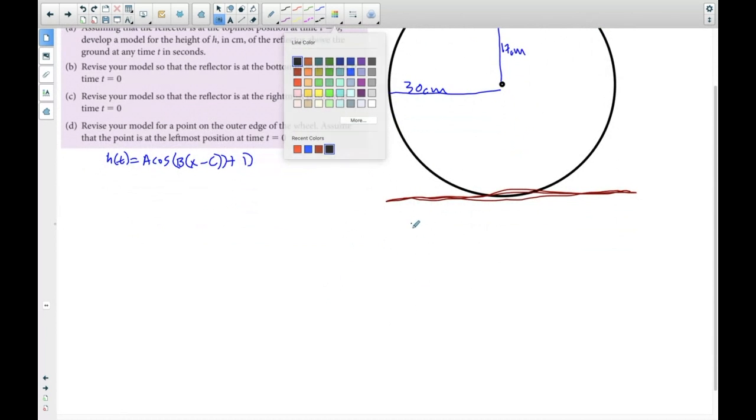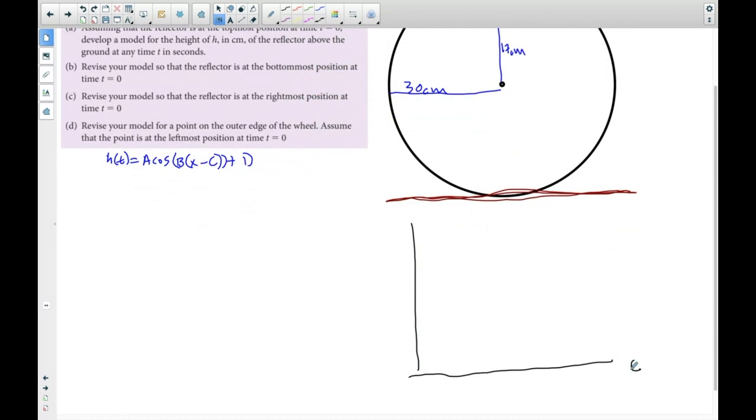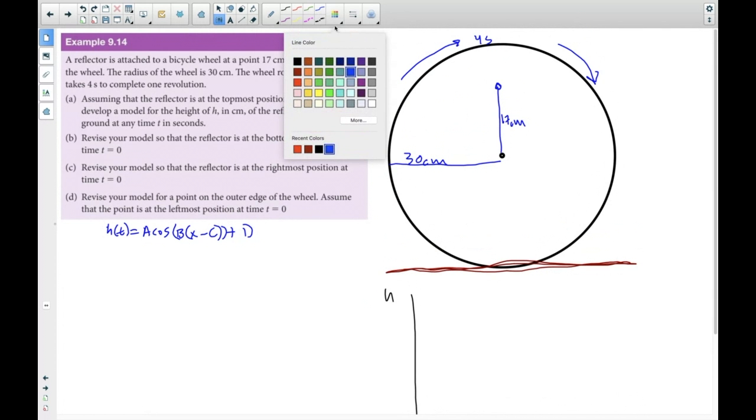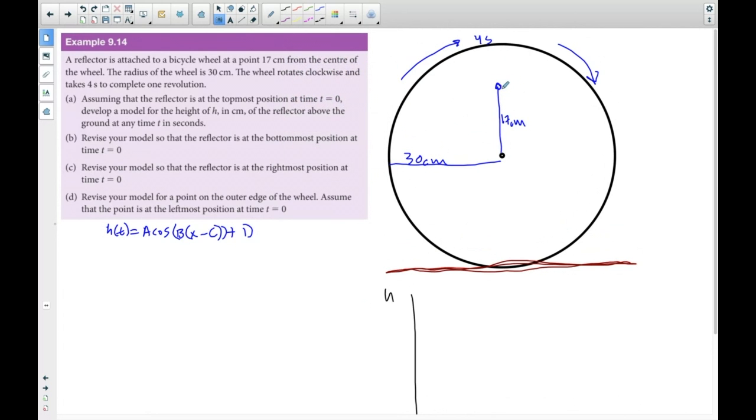I'll say my x values are t, h values are y. So I want to draw something else. This is the topmost position at 17 centimeters here. If it rolls down this way, it goes down 17 centimeters here. So then your position for your reflector is here and here. And that would mean that here it's 13 centimeters from the ground because the radius is 30. Here it's 13 centimeters from the top of the wheel because the radius is 30.